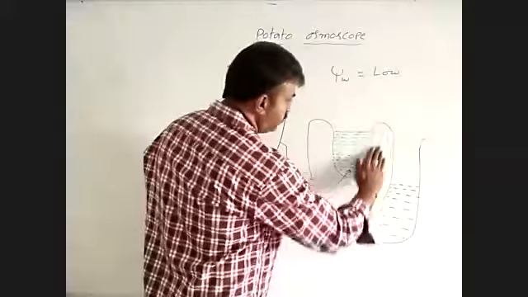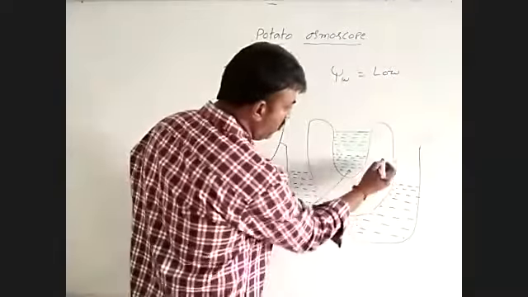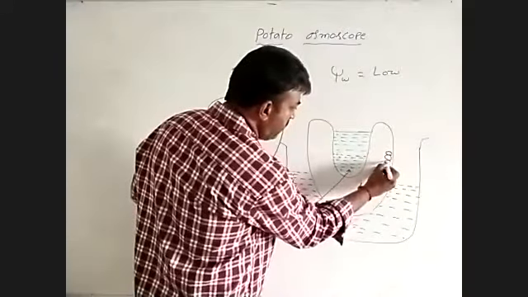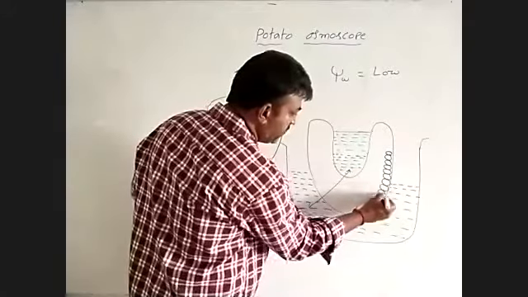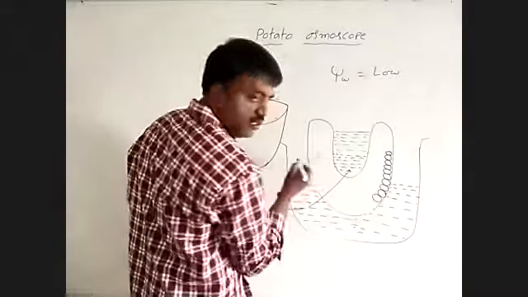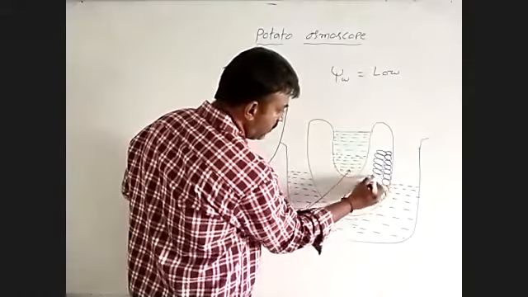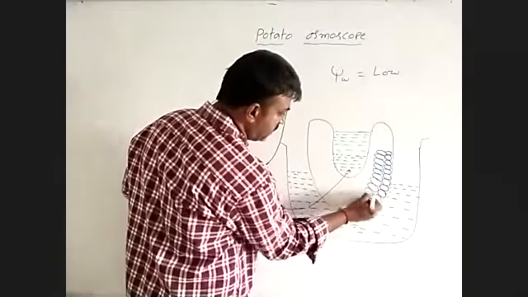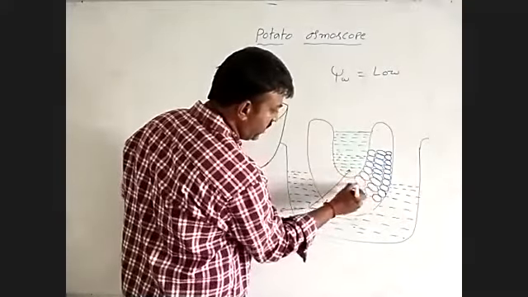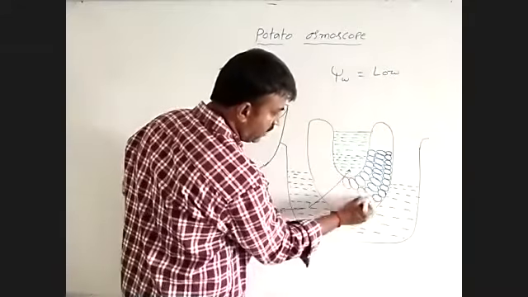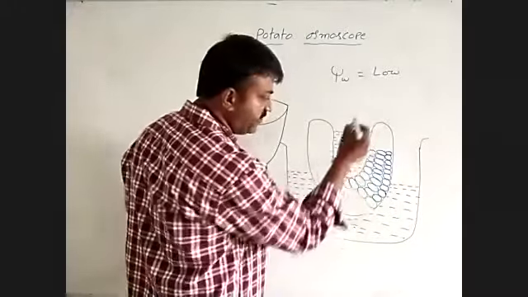For example, this is the thickness of the potato osmoscope. Okay, right? So this is the outermost layer of cells in the potato tuber. Next, the second layer. Next layer of the cells and the innermost layers. So this is the outermost layer, this is the next layer, this is the innermost layer of cells.